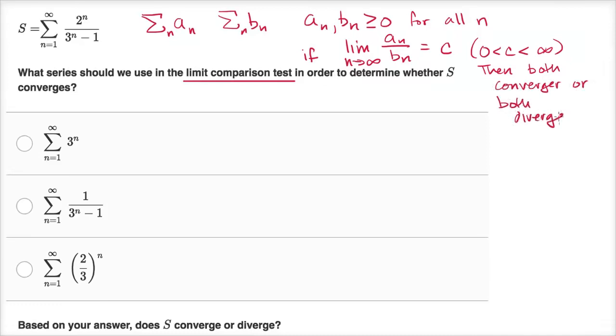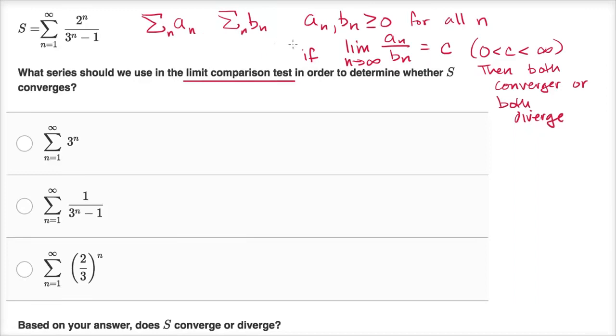And it really makes a lot of sense because it's saying, look, as we get into our really large values of n, as we go really far out there in terms of the terms, if our behavior starts to look the same, then it makes sense that both these series would converge or diverge. And we have an introductory video on this in another video.